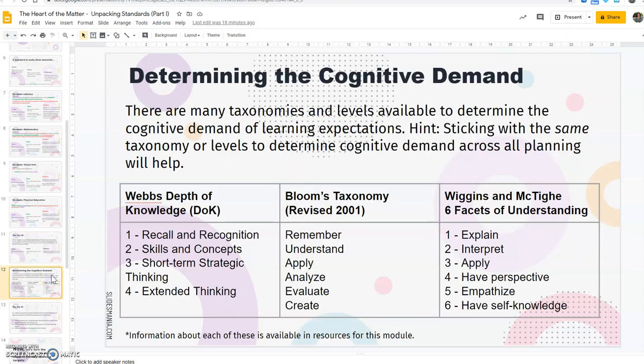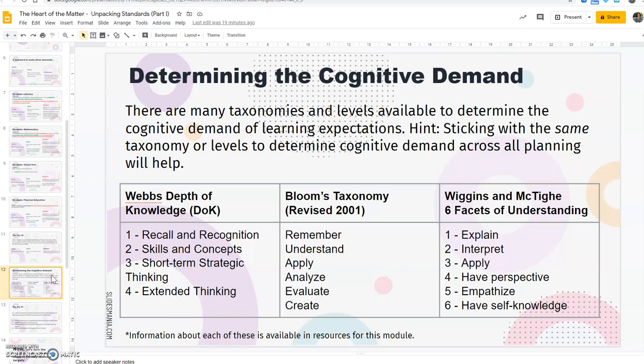So the next step after we have identified the components in the standards is to determine the cognitive demand. There are many taxonomies and leveling tools available to determine cognitive demand of learning expectations. But here's a little hint. Stick with the same taxonomy or leveling tool so that you can make your planning easier. As you get to know the tool very well, you don't have to spend a lot of time on this. It will become a lens through which you see your standards.